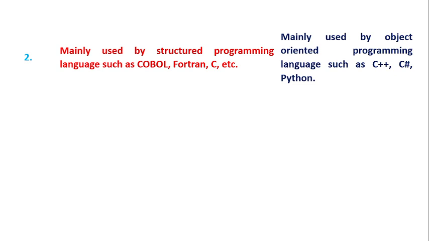Immediately if we say object-oriented programming languages, concepts like encapsulation and data hiding come in. Encapsulation and data hiding help to minimize redundancy. The main examples of object-oriented programming languages are C++, C#, and Python. Whereas structured programming languages are such as COBOL, Fortran, C, etc.